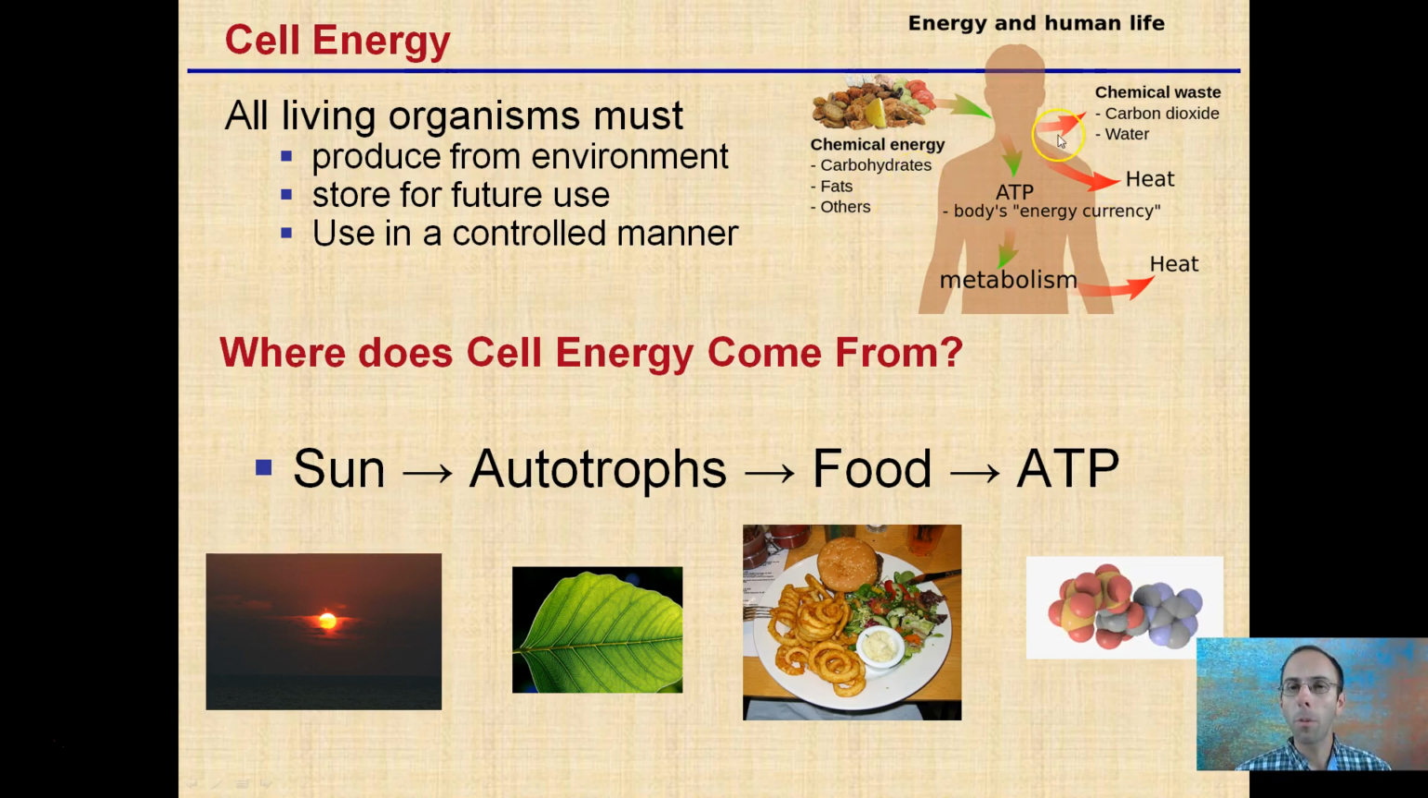Where does all this energy that we eat come from? Whether we're eating meat products, grains, fruits, or vegetables, everything starts from the sun. The sun produces the light energy that allows autotrophs to go through the process of photosynthesis, that then allows us to produce food, and ultimately we're using the chemical energy in that food and storing it as ATP. It stands for adenosine triphosphate.